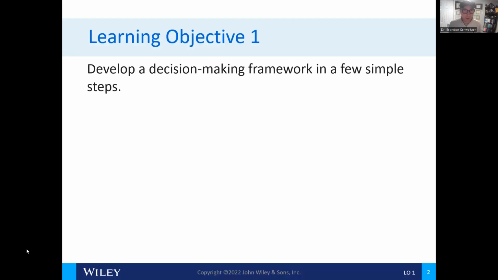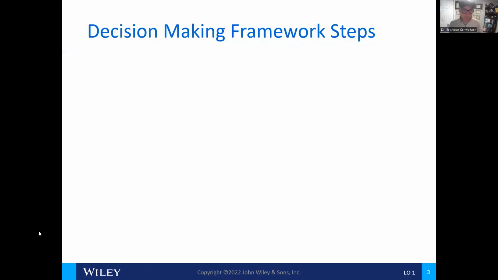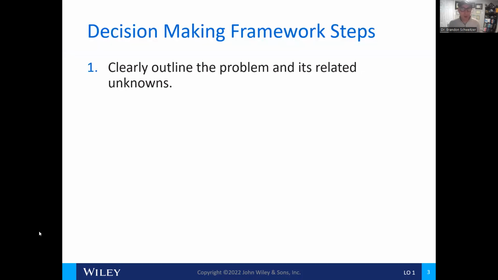Relevant costs oftentimes include the development of a decision-making framework in order to understand how relevant costs are utilized within the business. The first step to developing this framework includes clearly outlining the problem and its related unknowns or related variables.